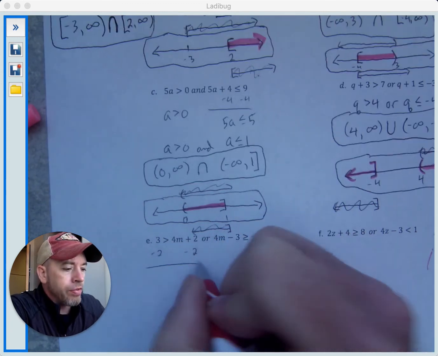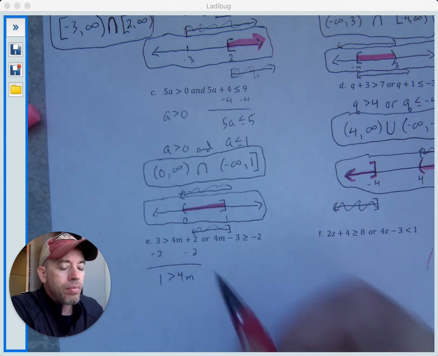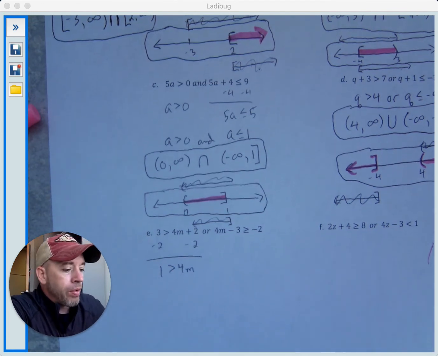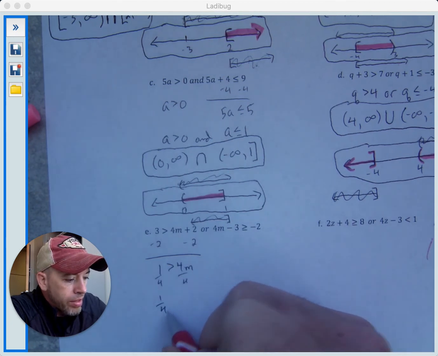So I'm going to subtract 2 from both sides. And then I get 1 is greater than 4m. Then I'm going to divide by 4, right? Divide by 4, and I get 1/4 is greater than m.